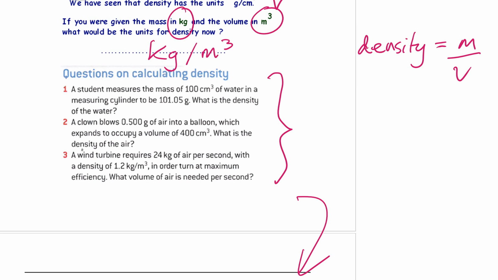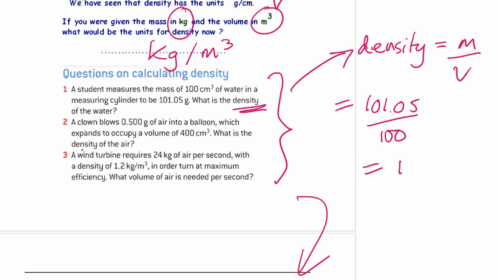I'm going to have a go at the first question for you, Foundations. It's asking for the density, so you write that equation down. Then we include the workings, the mass in grams, 101.05 divided by the volume, which is in centimetres cubed, 100, and that gives us a value of 1.0105. Don't forget your units. You need to know the units for density is grams per centimetre cubed.